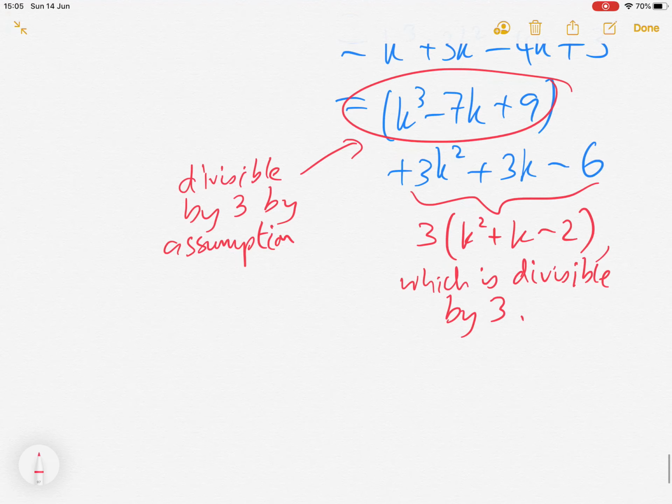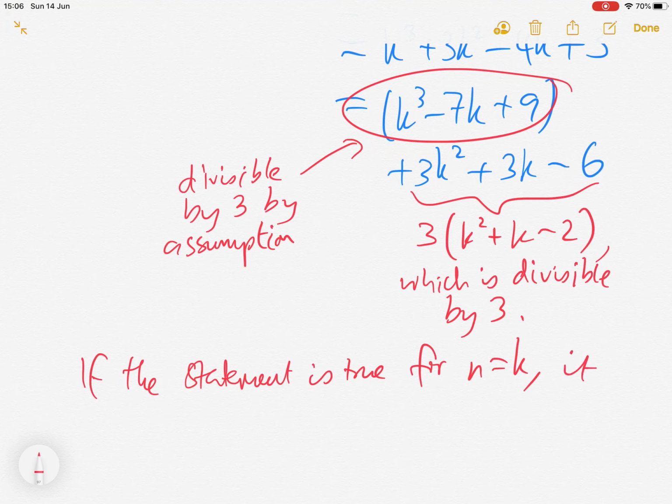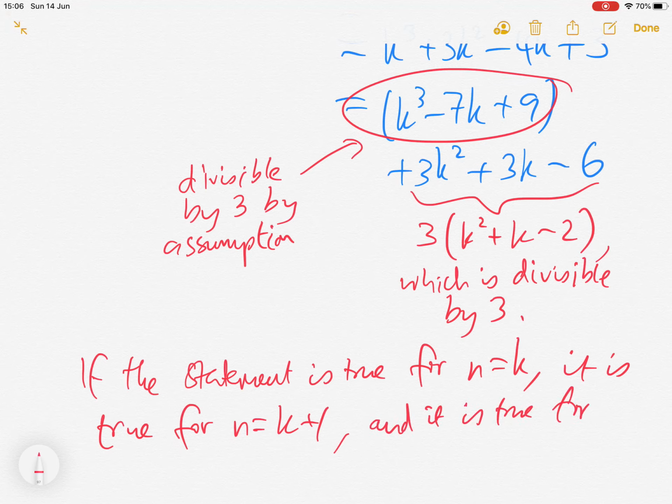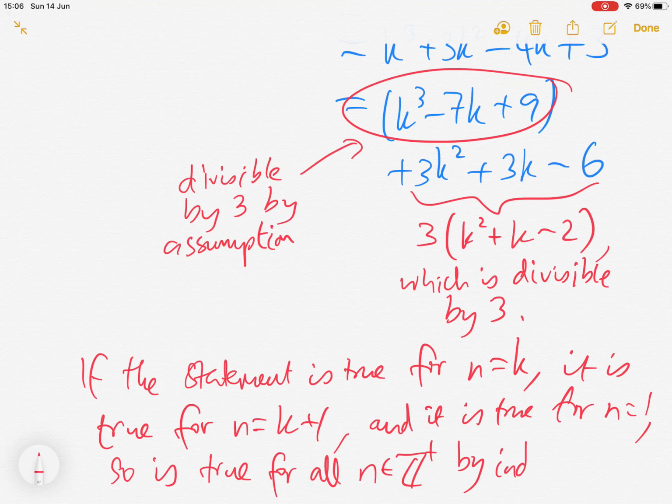So then we can say, if the statement is true for n equals k, it is true for n equals k plus 1, and it is true for n equals 1, so it is true for all positive integers n by induction.